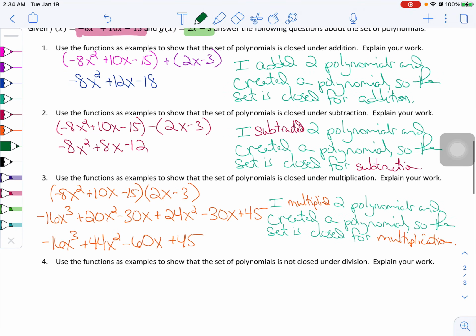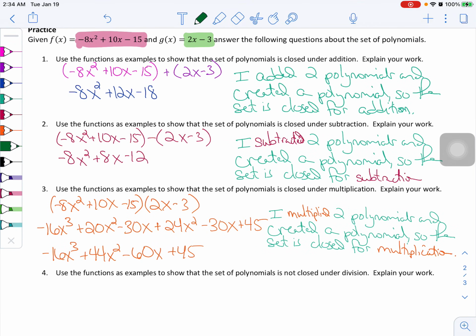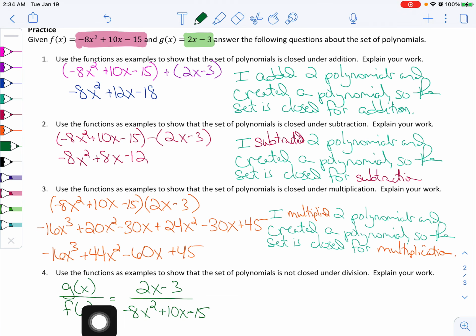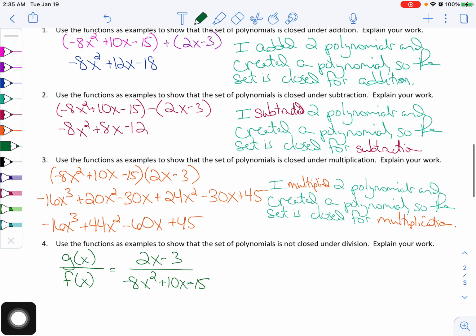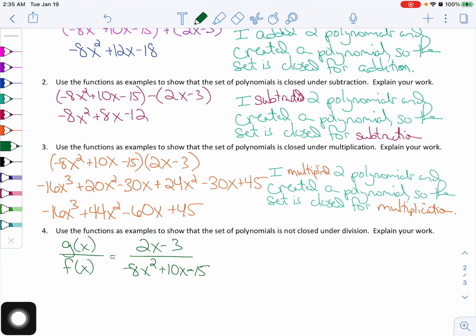Okay. Use the functions as examples to show the set is not closed under division. Now, this is one of the easiest ones in the world. There is absolutely nothing that says that you have to divide in any particular order. So I just make my life really easy and say, well, what's g of x divided by f of x? Well, g of x is 2x minus 3 over negative 8x squared plus 10x minus 15. I can't take 2x divided by 8x squared. It's just not going to happen. And so that doesn't work.